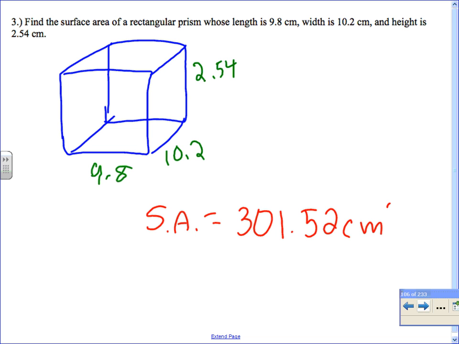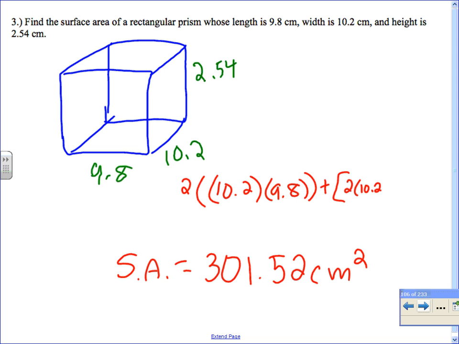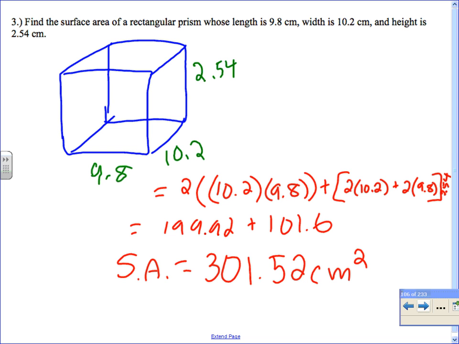So let me just go through this here. The first part should be 2 times area of the base, which is 10.2 times 9.8, plus the perimeter, 2 times 10.2 plus 2 times 9.8, all times the height, which is 2.54. I'm writing sideways. So you should get 199.92 plus 101.6. If you got it wrong, I'm guessing you typed something into your calculator wrong, especially with these annoying decimals. That's easy to do.